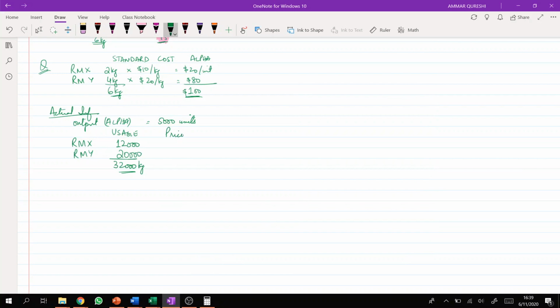Actual price of raw material X was 11 pounds per kilogram, or let's make it 10.5 pounds per kilogram, and actual price of Y was around 20.5 pounds per kilogram, right? Now this is basically a very simple question, right? Now we have to calculate mixed variance.